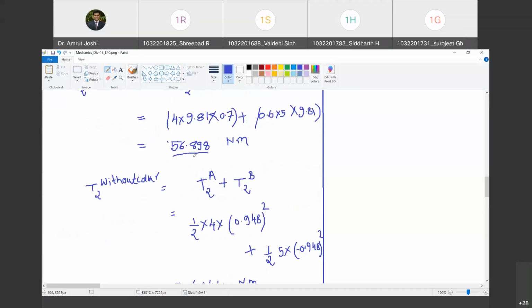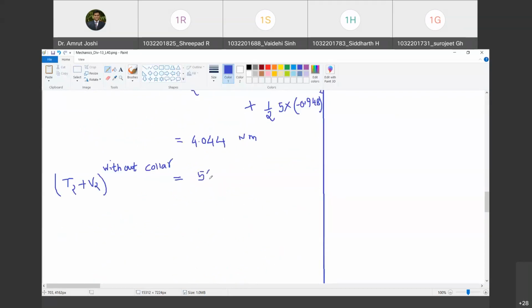This is equal to 56.898 plus 4.044. So that turns out to be 60.942, again in Newton meter. This needs to be preserved. So let us now calculate T3 plus V3. That has to be equal to 60.942.